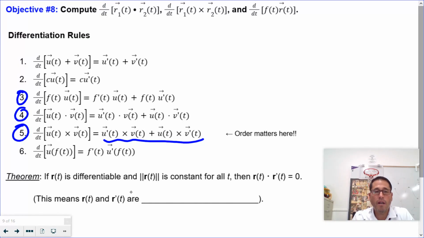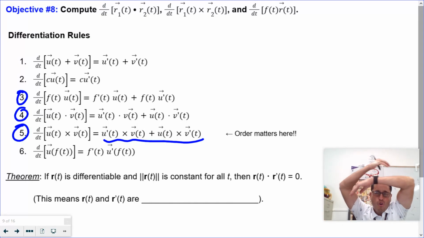If r of t is differentiable and the magnitude is constant, then r of t dot r prime of t is equal to 0. What does that mean? Say it, say it, say it. It begins with an O.